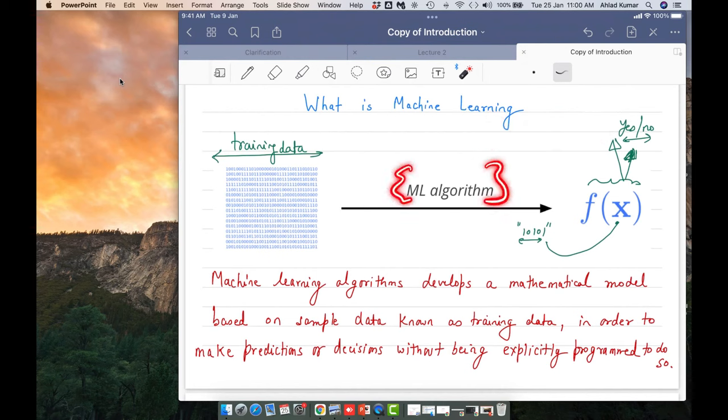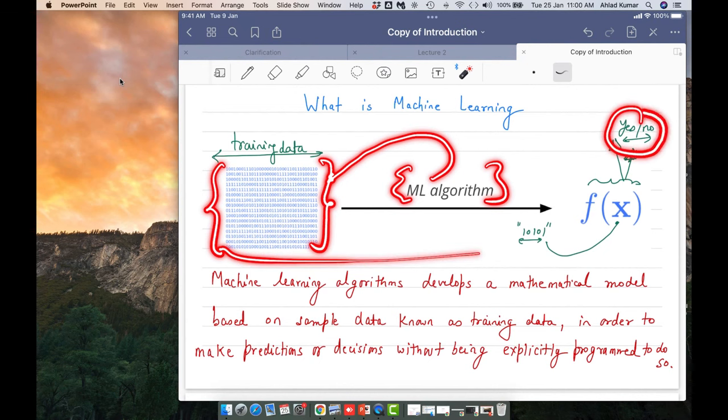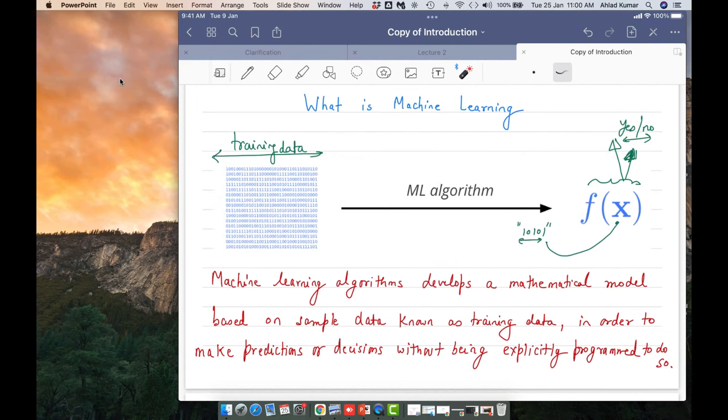So machine learning helps us recognize what function is lying behind this training data, so that we can make predictions, like decisions such as yes or no, out of this function f(x). So this is basically the main purpose of machine learning. Any questions on this slide?